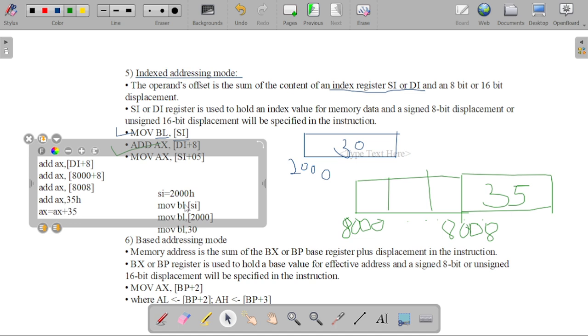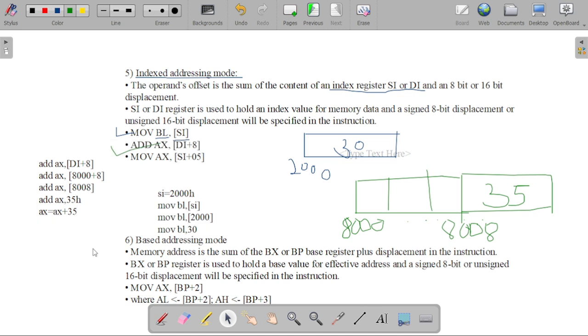Whatever value is there in the AX register will be added with 35 and the result will be stored in our AX register. So in index addressing mode, what do you have to check? You have to check that SI or DI is there in our instruction. If the SI or DI register is there in our instruction, it holds the index value of a particular memory data. And it may be a signed 8-bit displacement or an unsigned 16-bit displacement available in that particular instruction.